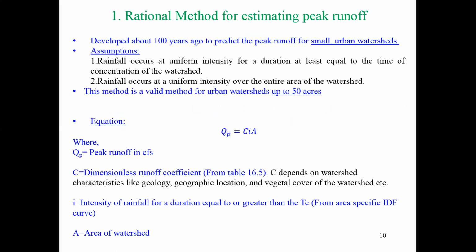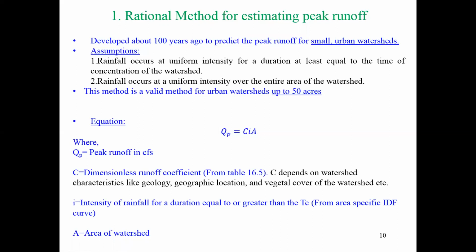So this method was developed about 100 years ago to predict the peak runoff for small urban watersheds. Look at these two words, small and urban watersheds, okay? And when this method was developed, they used two assumptions.